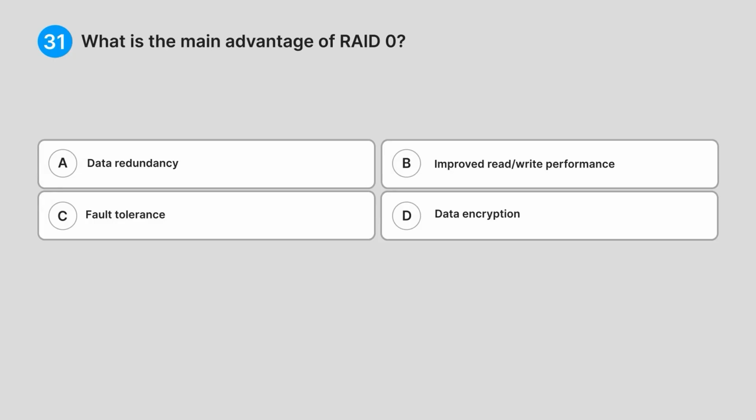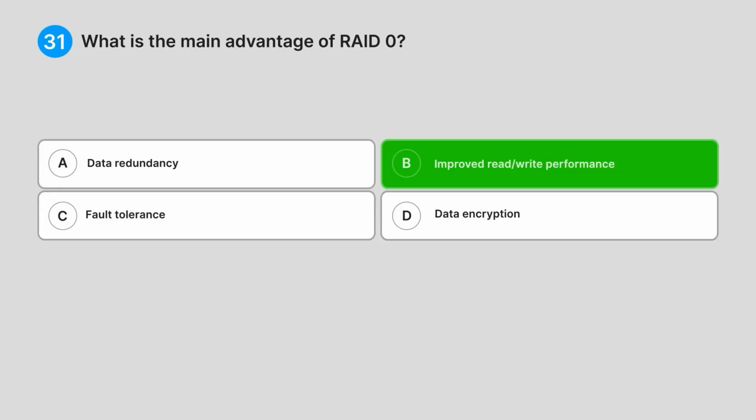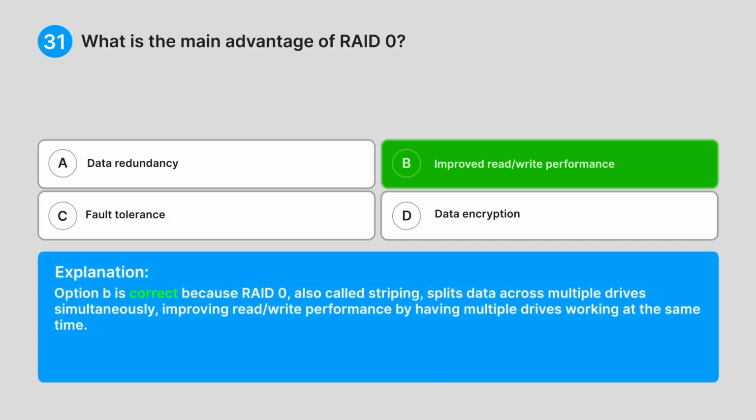Correct answer. B. Improved read-write performance. Explanation. Option B is correct because RAID 0, also called striping, splits data across multiple drives simultaneously, improving read-write performance by having multiple drives working at the same time.